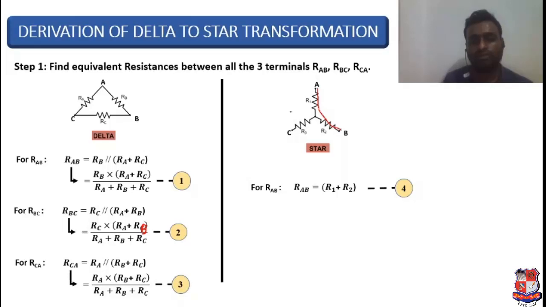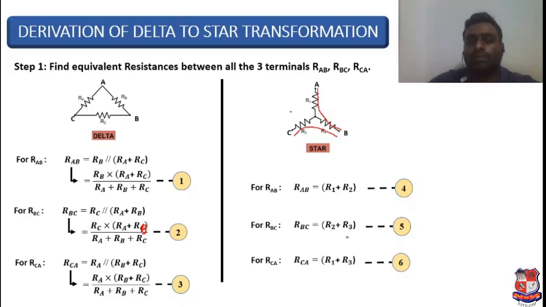Similarly, we will also find RBC. So what will be RBC? RBC is nothing but these two resistances, that is R2 plus R3, and that will give us equation number 5. Similarly, we will find the RC and RA equivalent, that will be R3 plus R1. So this we will give as equation number 6.